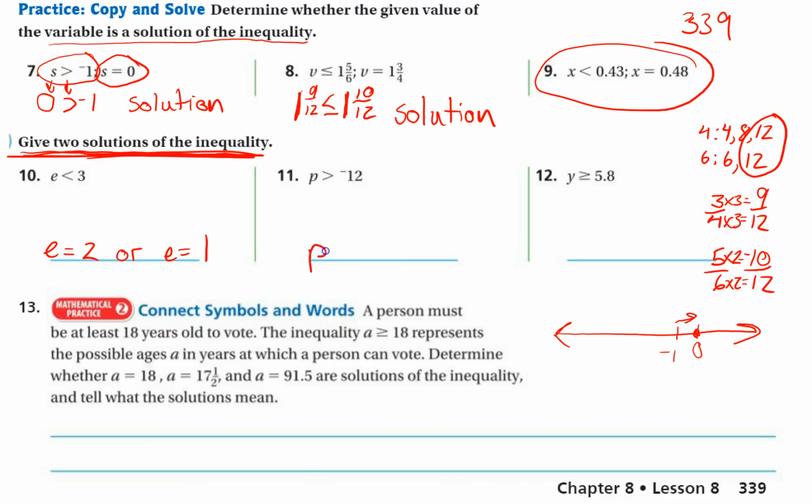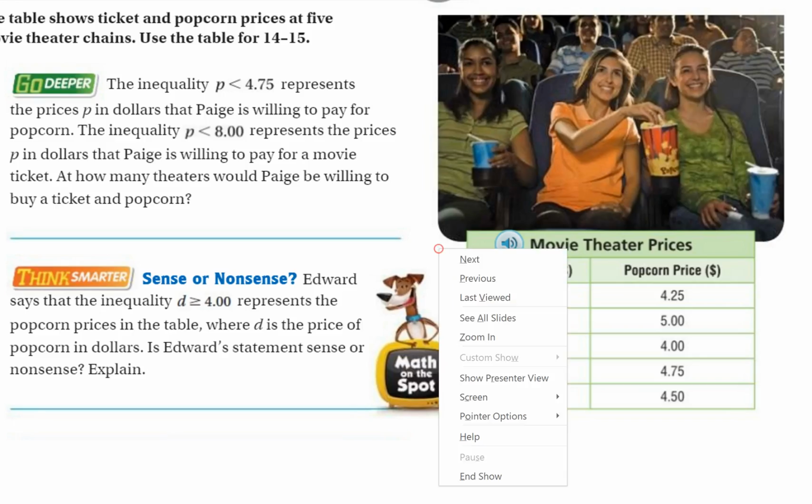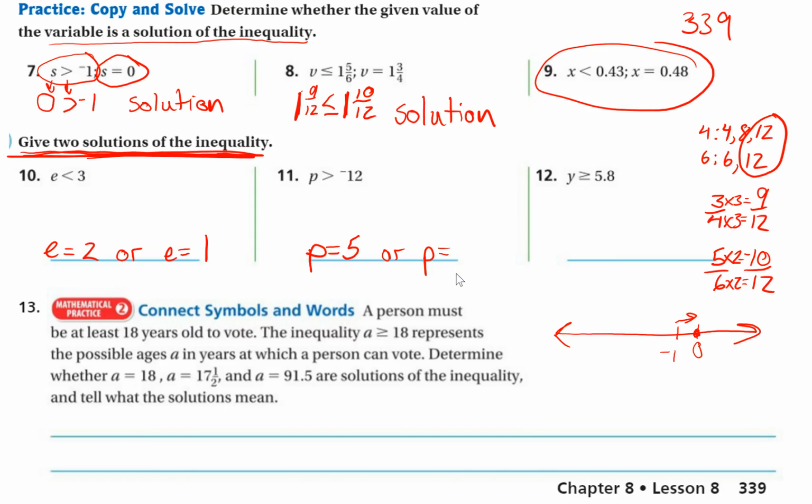Okay, P is greater than -12. So P could be 5, and that would be true. 5 is bigger than -12. Or P could be -11. -11 would be bigger than -12. It's closer to 0, so it would be further to the right on a number line. And I'll let you go ahead and do 12. Again, any number you want.